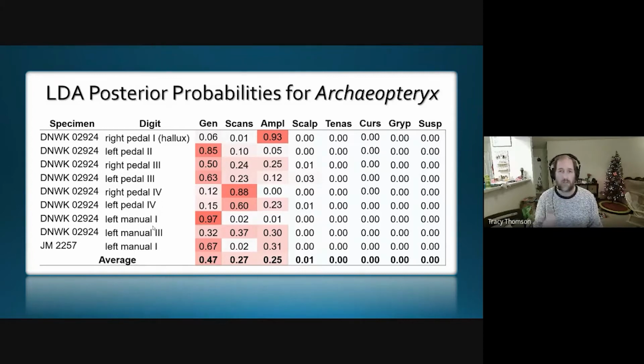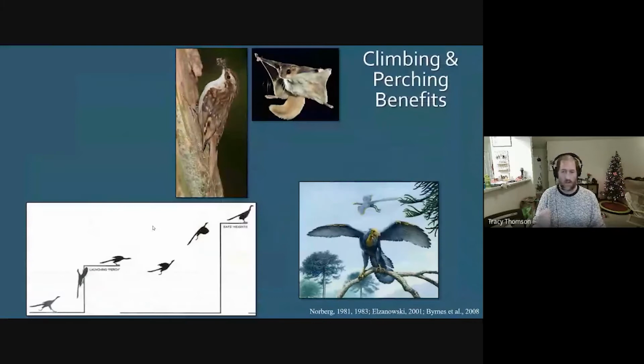But I think what is most interesting is that it's nothing of anything else. You look at all the zeros: 0 for cursorial, 0 for digging, 0 for tensasorial. It's all scansorial, amplectorial, or generalist. So climbing and perching is playing an important role for Archaeopteryx in one way or another. At least that's what the claws say.